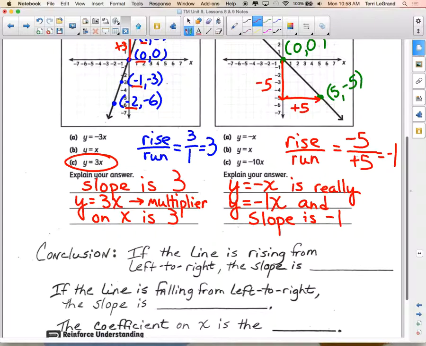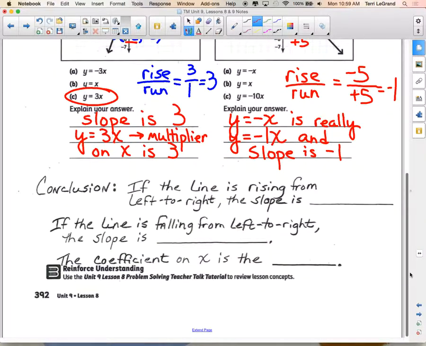Well, if the slope is negative 1, that means we take the input and multiply it by negative 1, and we should get the output. So is 5 times negative 1 negative 5? Yeah.